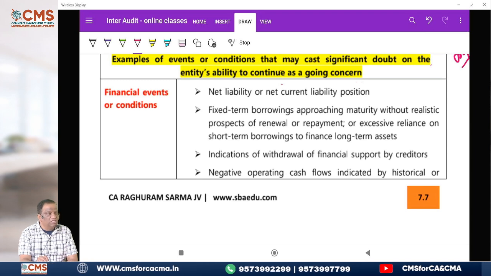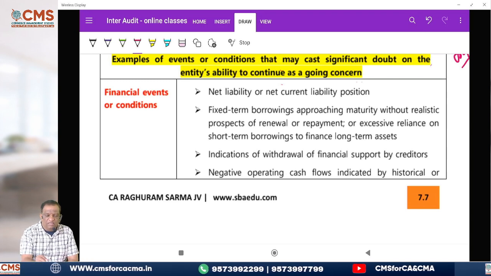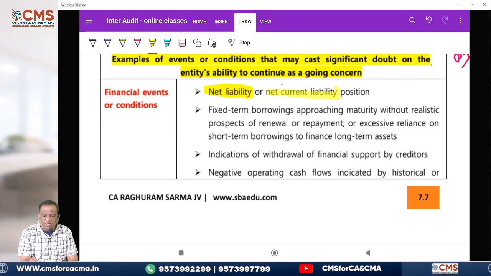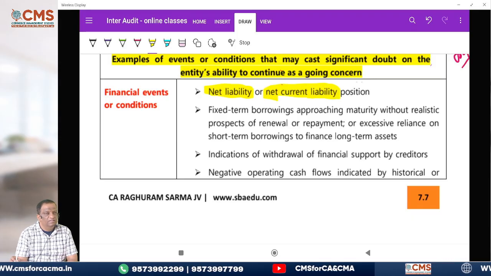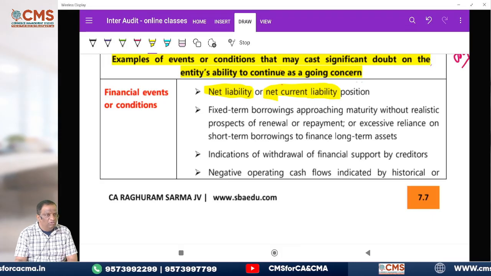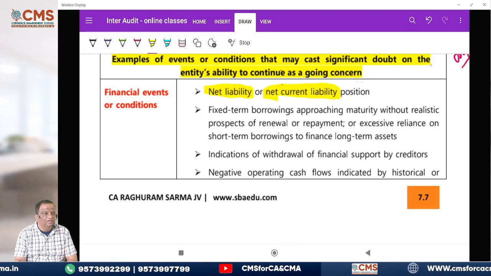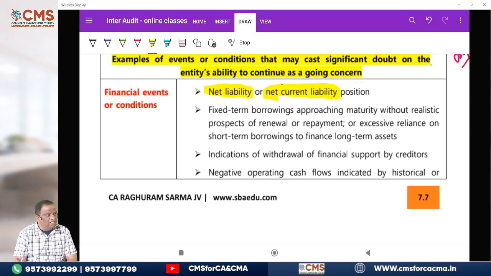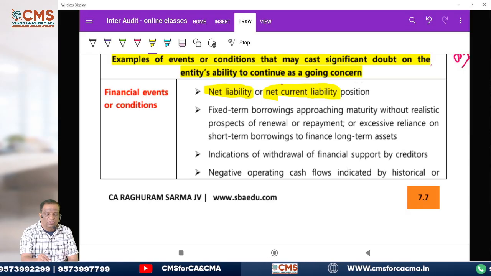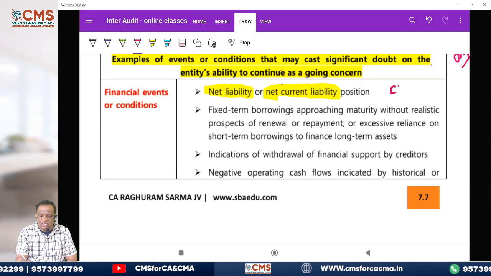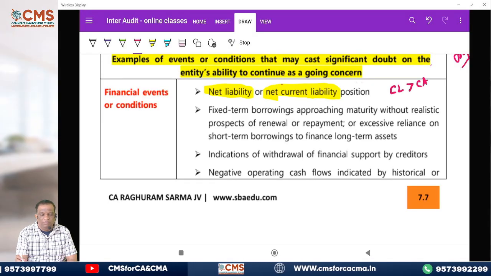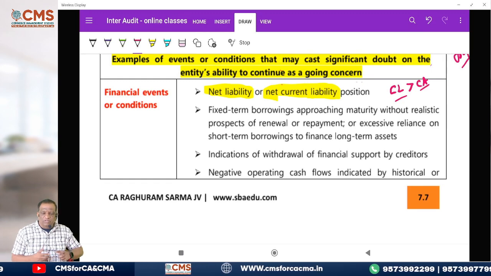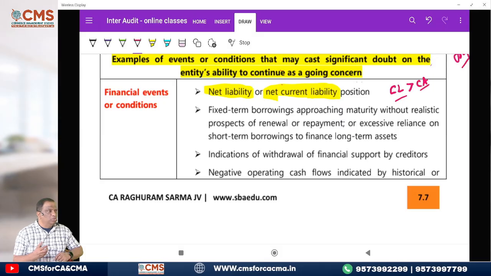Financial conditions, financial indicators. First one, net liability or net current asset deficiency. What do you mean by net current liability? Current liability, you know. That is when your current liabilities exceed your current assets. To put it in a simple way, your current liabilities are more than current assets, meaning what you have to pay is more than what you have to receive. So then what will happen? There will be a working capital issue.